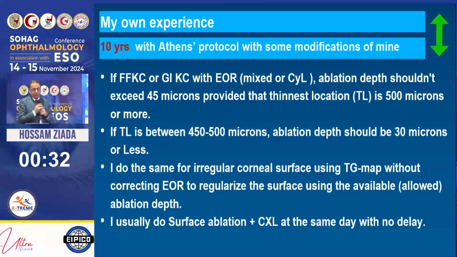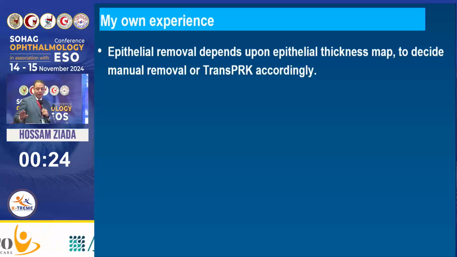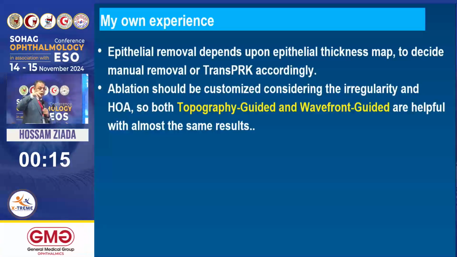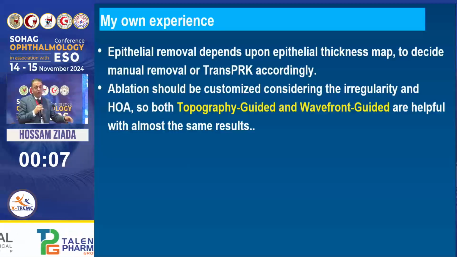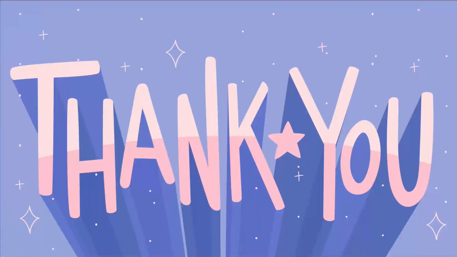I usually do surface ablation plus cross-linking on the same day with no delay. Epithelial removal depends upon the epithelial thickness map to decide manual removal or trans-PRK removal accordingly. If the epithelial map is regular or almost equal, I do trans-PRK. If there is a big difference in the epithelial thickness map all over the cone, I prefer to remove it manually because the irregular surface will leave behind a regular epithelium.